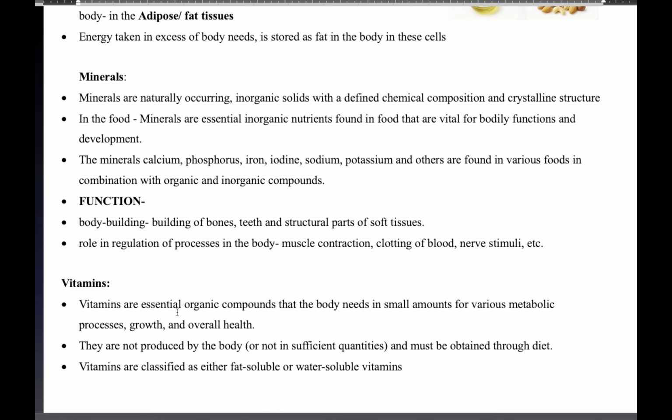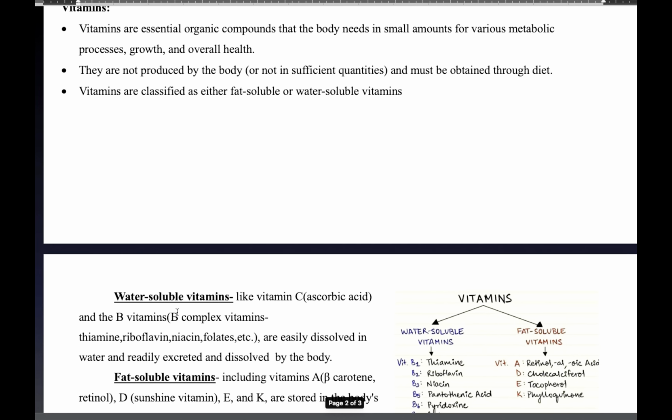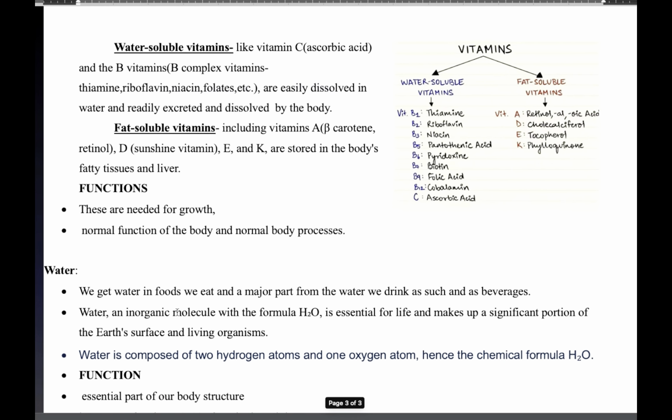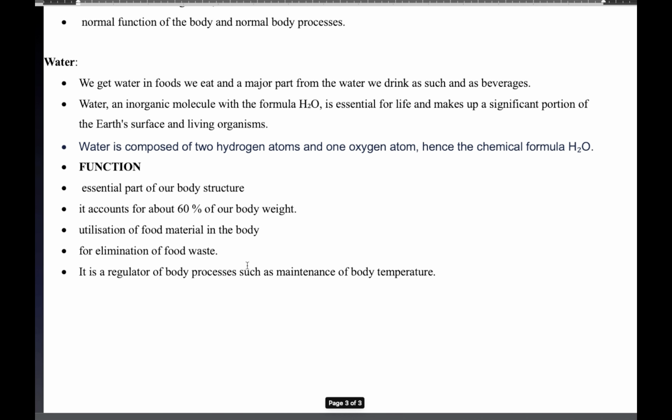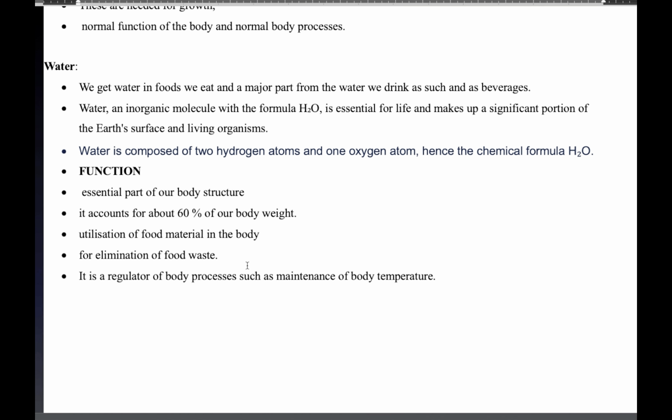And for vitamins, the major sources would be fruits and vegetables, and note down its classification too. And then the last one would be water. Okay, so that's all about the nutrients in the food.